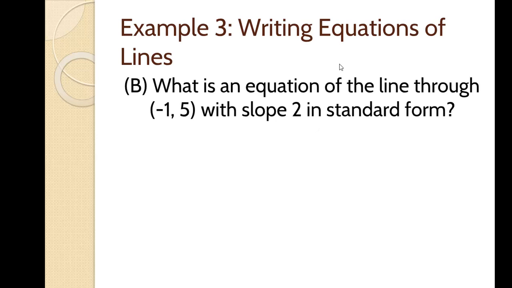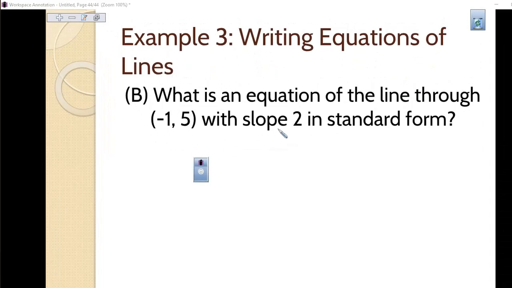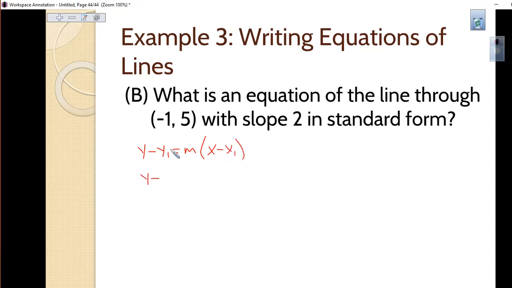Now we're looking at an equation given a point and also given a slope. So this means we're going to use point-slope form. Point-slope form, remember, is y minus y1 equals m times x minus x1. So as we plug our numbers in, we're going to get y minus the y-coordinate. Well, that's 5. Our slope is 2, and x minus a negative 1.